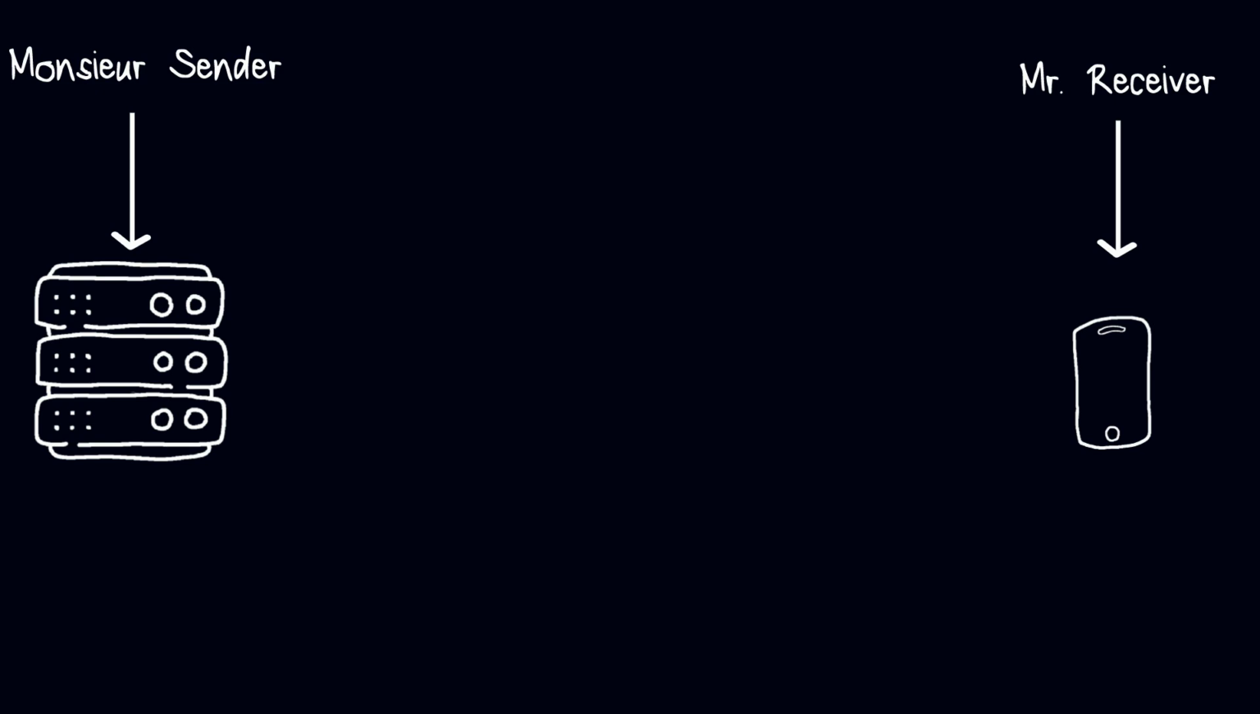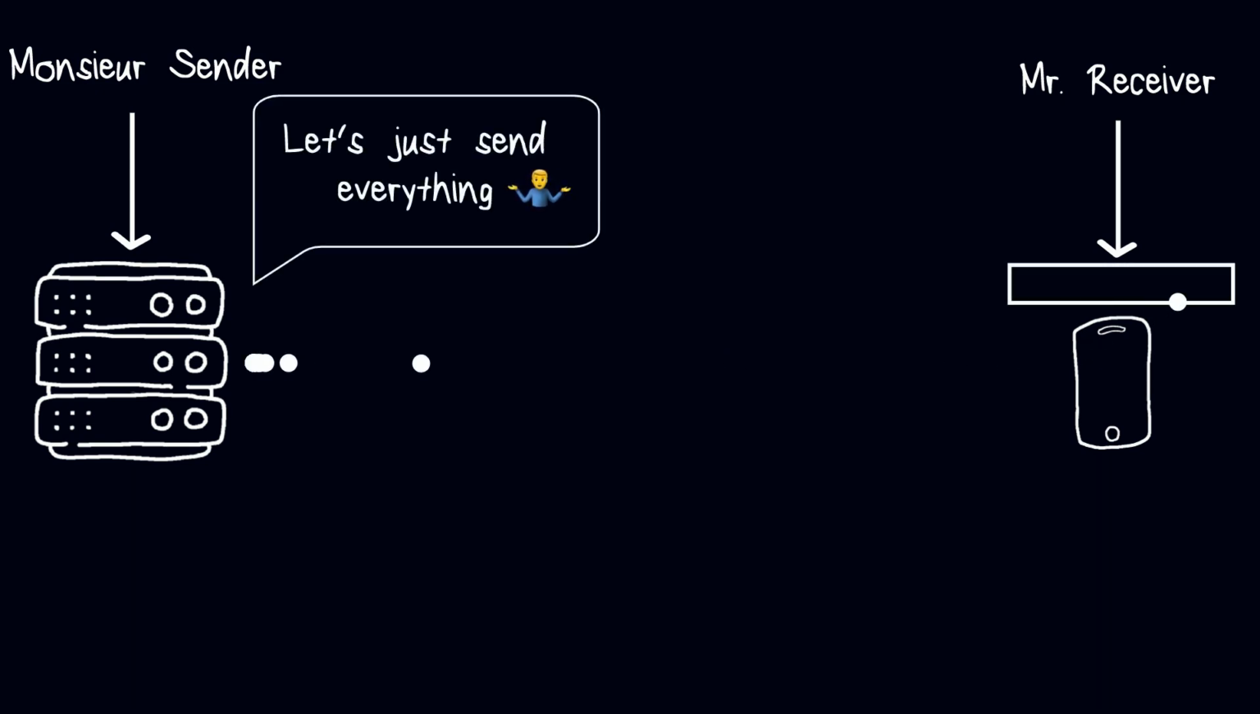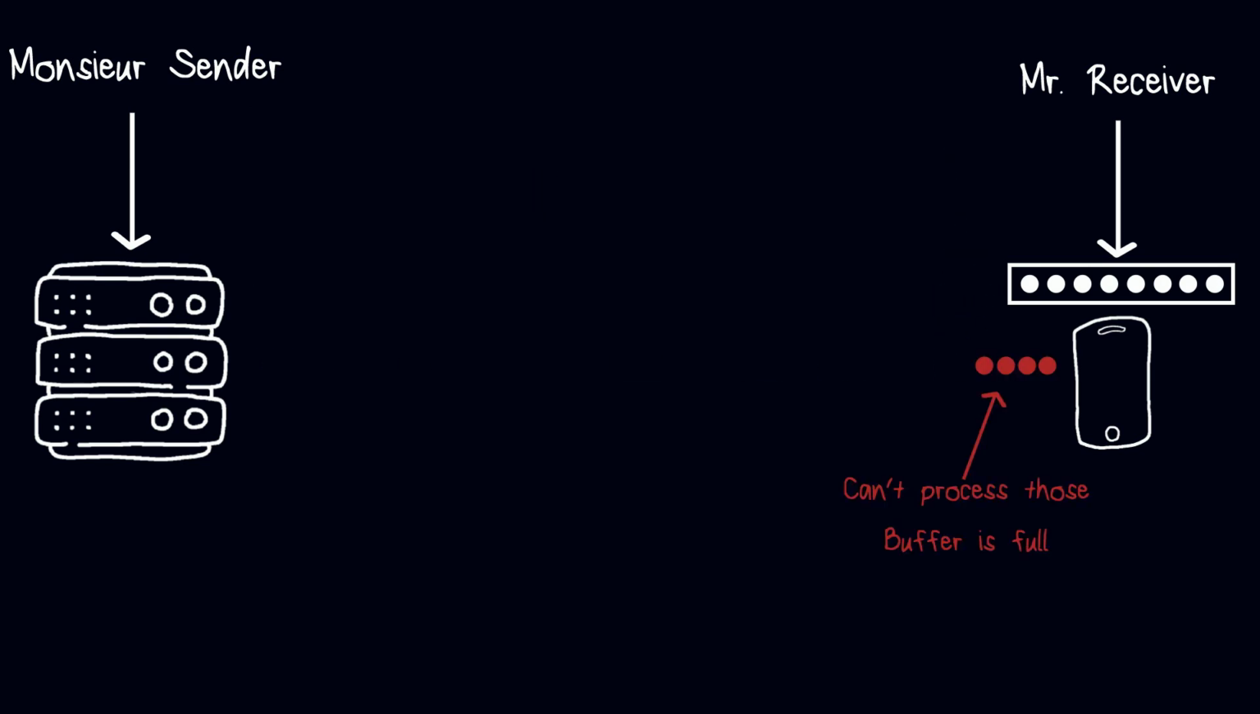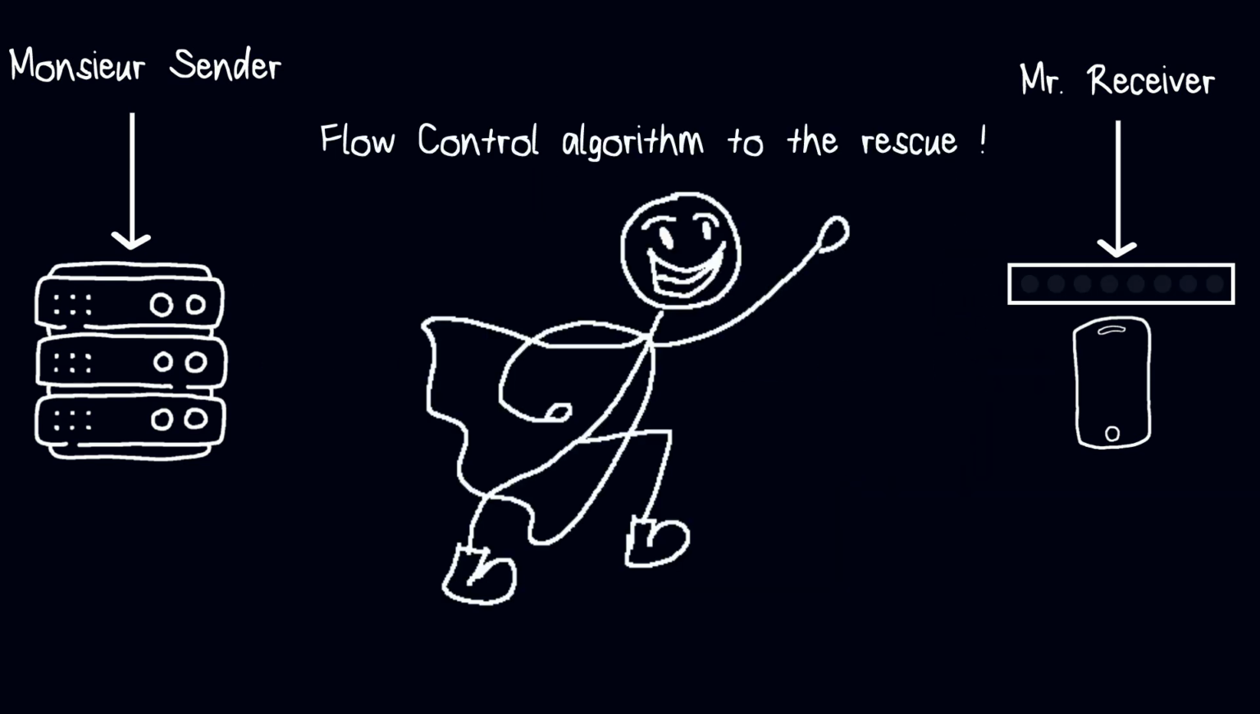Similarly, imagine you have a sender continuously sending data packets to a receiver. Without flow control, the sender might transmit packets faster than the receiver can process them, leading to packet loss, congestion, and decreased performance. TCP's flow control algorithm helps avoid these issues.